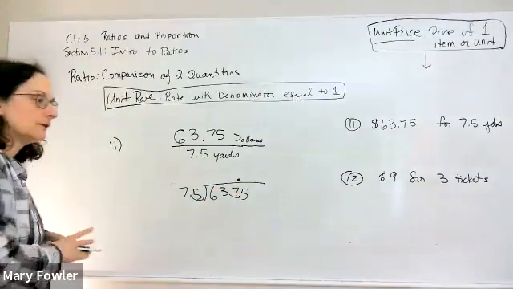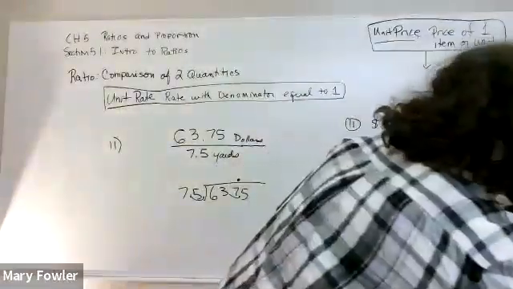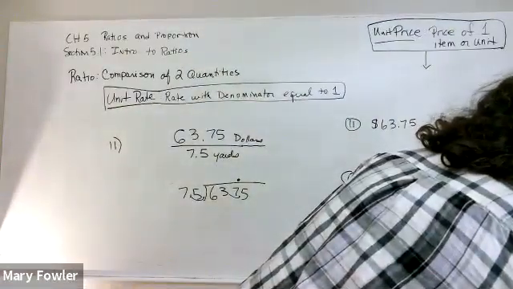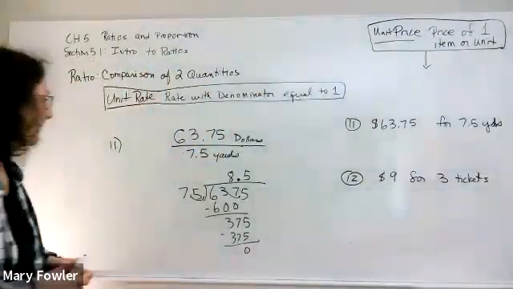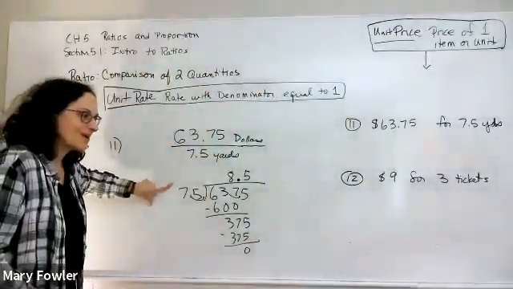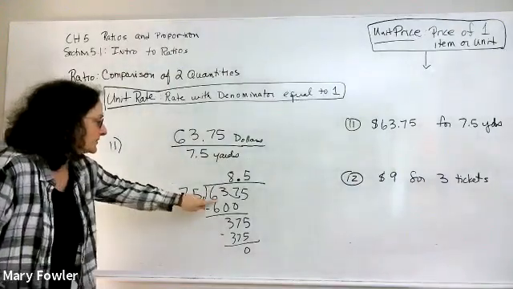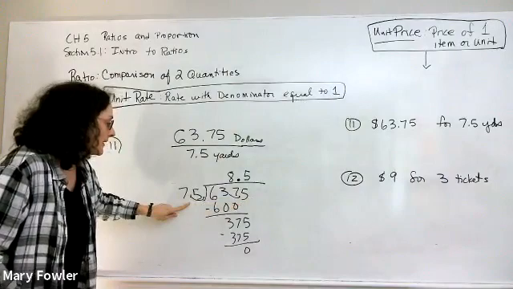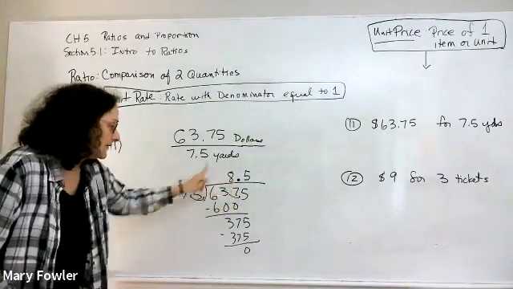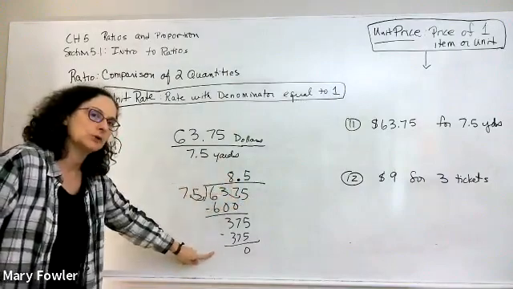I'll pause the video here. You guys just figure out the long division problem, and I'll meet you back in a second. Okay, and so this is my long division problem. We were looking at 7.5 into 63.75. I move the decimal place once and then follow out as if it was whole number long division.